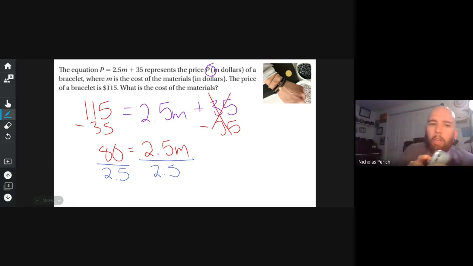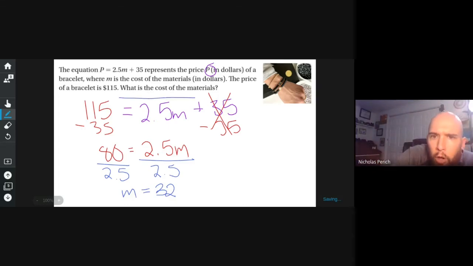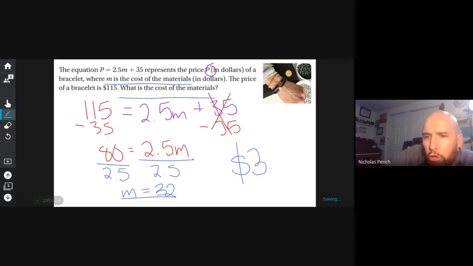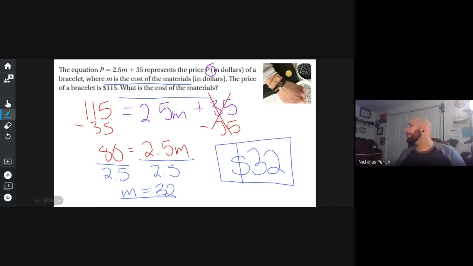So M is 32. What does that mean in the word problem? The last sentence says, what is the cost of the materials? And M is the cost of the materials. And M is 32. So the cost of the materials is $32. Oh, get that money. Fun.